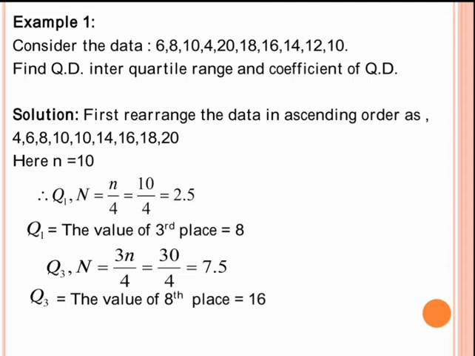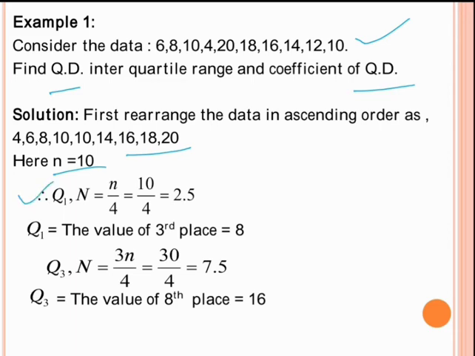Consider the data. We are given some data. Find QD, interquartile range and coefficient of quartile deviation. First, we need the value of Q1 and Q3, and simple observations are given to us. So first we will arrange this data in increasing order. And how many values are given to us? 10 values are given to us. So here small n will be equal to 10. Now this is of the same type as the first example we just did. So in a similar way we will calculate Q1 and Q3 first of all.